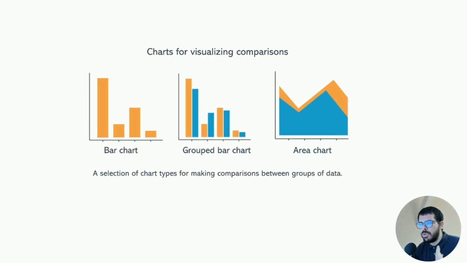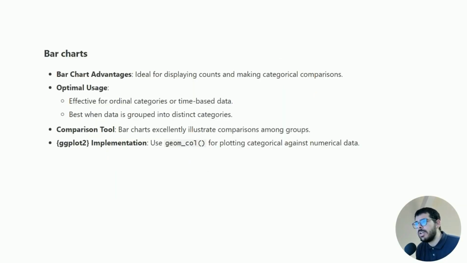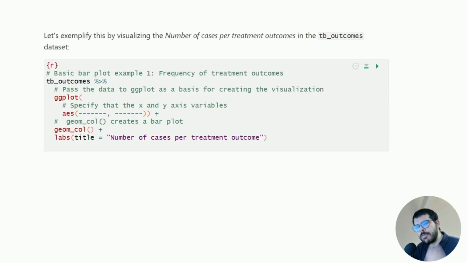Basically, we will use bar charts or grouped bar charts to identify and compare groups together over time or over subcategories. Let's start with bar charts. Bar charts are ideal for comparing data sets. Let's leverage these bar charts and start a plot that allows us to visualize the number of cases per treatment outcome in our data set.